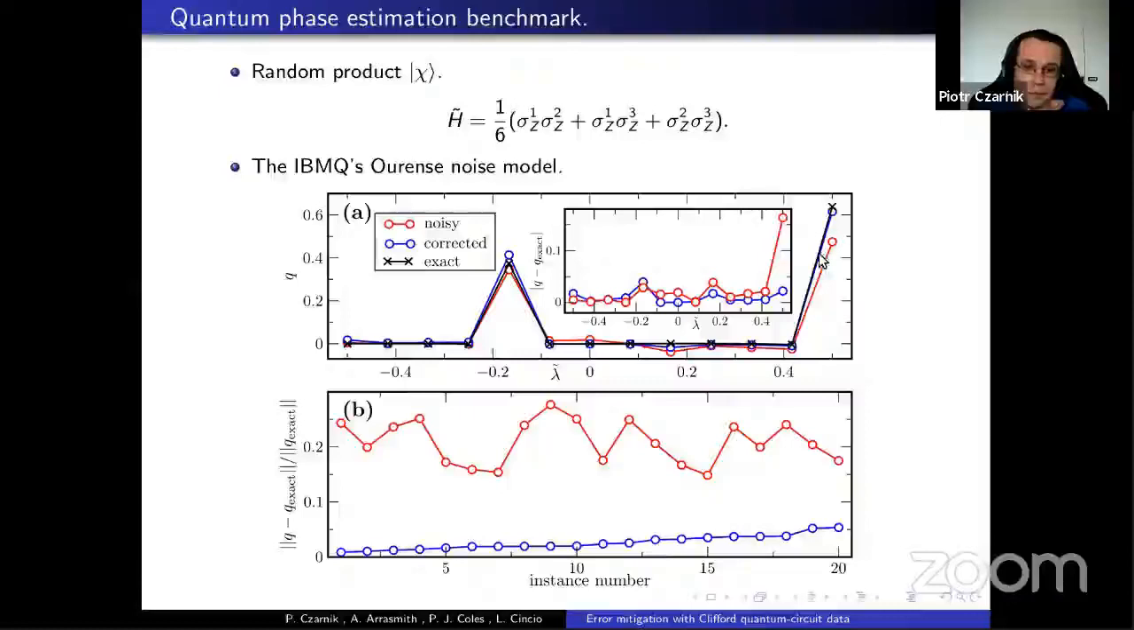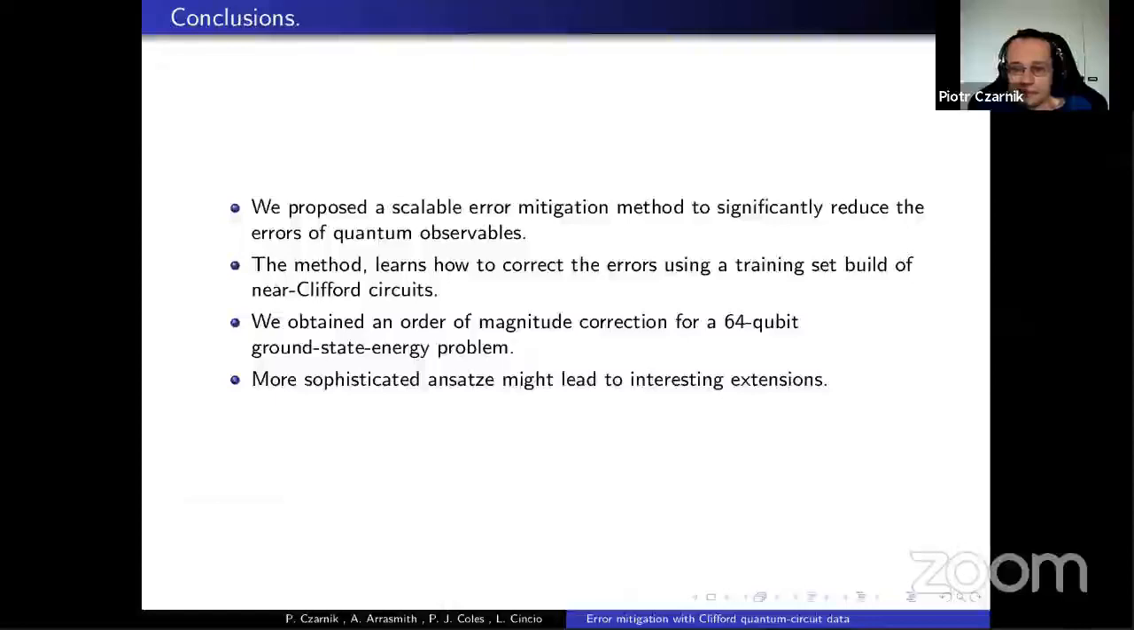Here, to perform the computation, we used again the noise model of IBM's Rensselaer quantum computer. To conclude, we proposed error mitigation methods, which at least in the case of the 64 qubit QAOA ground state energy simulation problem give us an order of magnitude improvement. This method learns effects of the noise using a training set built of near-Clifford circuits. We think that there's potential for further improvement of the method with more powerful ansatzes to capture the noise effects.